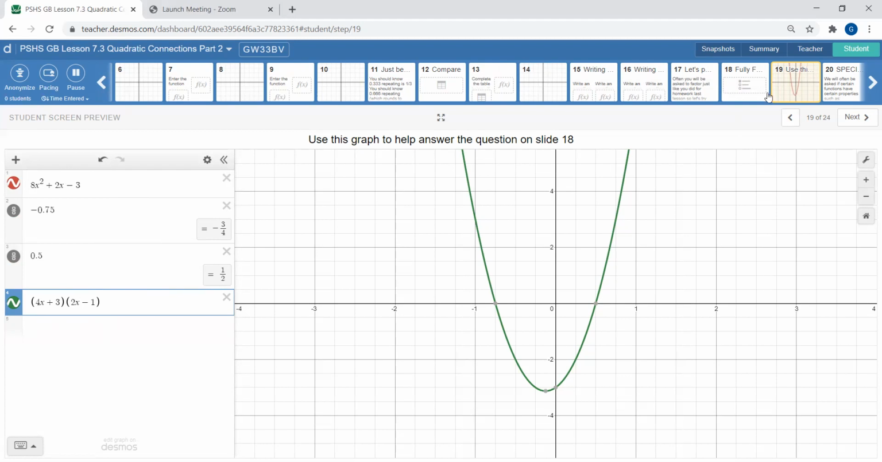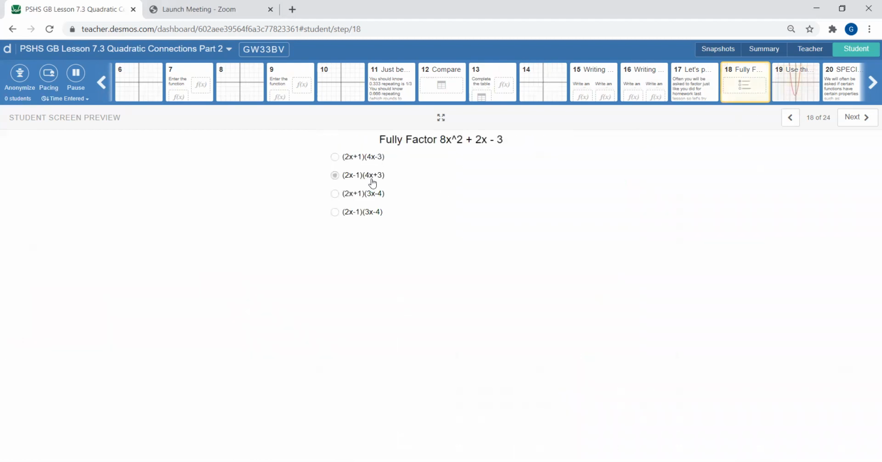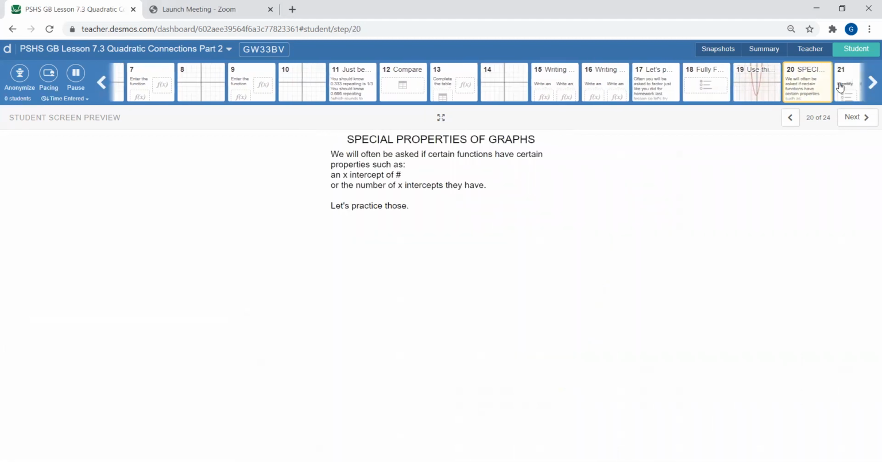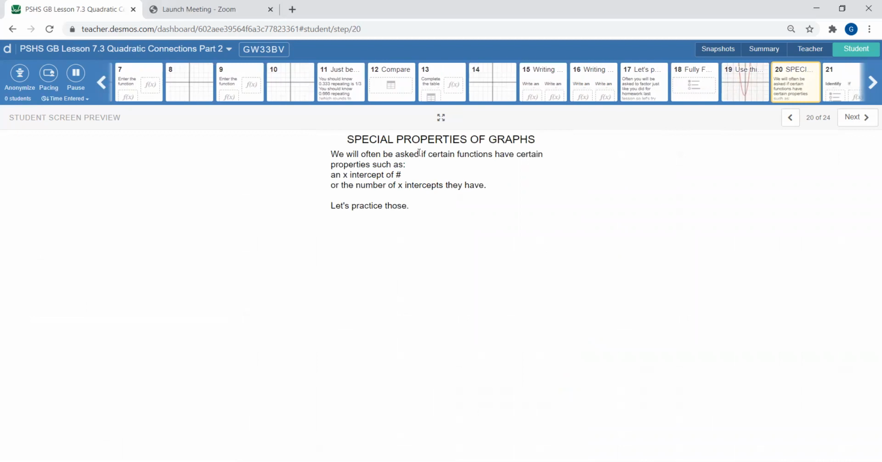So 4x plus 3, 2x minus 1. It's got it the other way around, but there's 4x plus 3 and there's 2x minus 1. And we can actually type in that question there as well. And I think that's it for this, actually. Let's see what else we've got. Oh, specific properties. That's it for the factoring side.